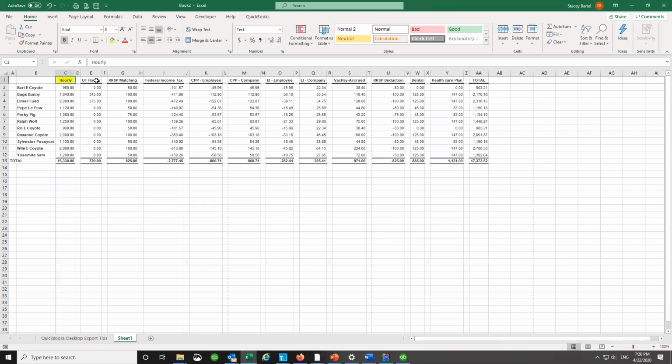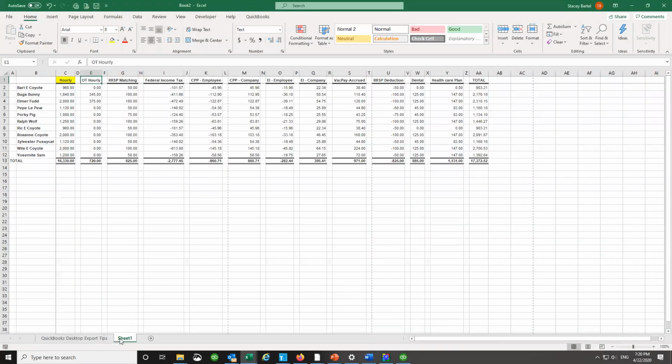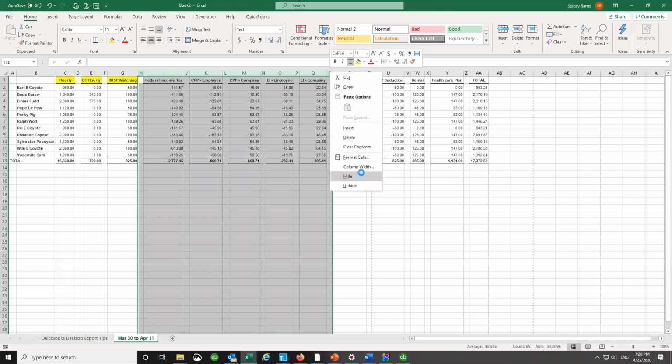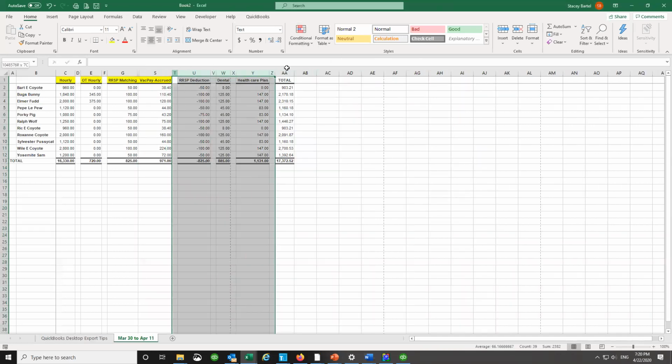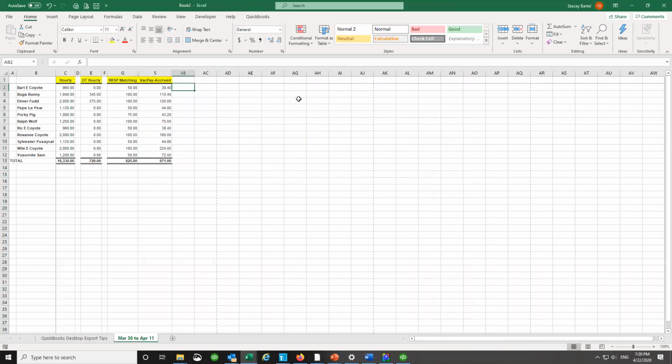Now I have this new spreadsheet downloaded here, and this one is from what dates? March 30th to April 11th. Let's label that March 30th to April 11th. Okay, so we know that hourly, overtime, RSP matching, and vacation are the key ones that we're looking for. Hide the rest. I guess I could have just done this quickly for you guys. Well, I had you on pause, but at the end of the day, like I said before, practice makes perfect.